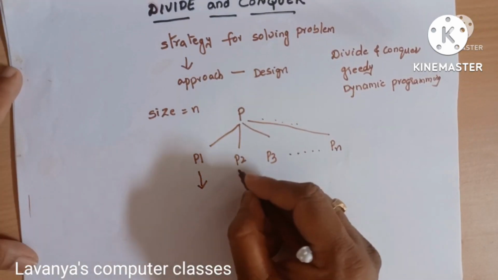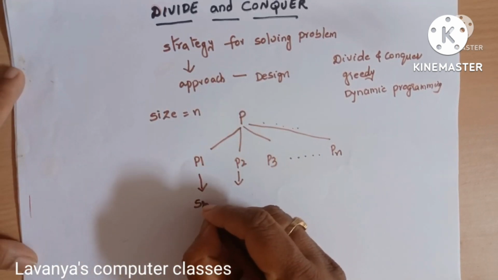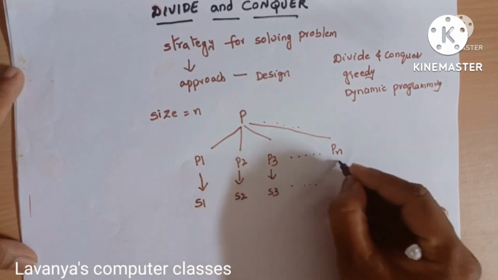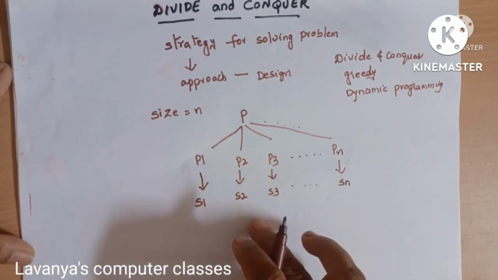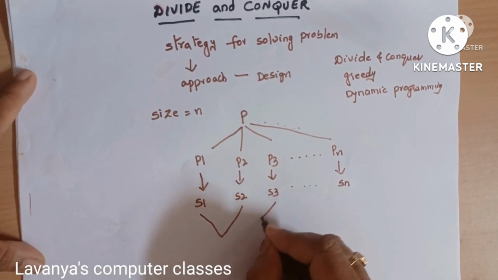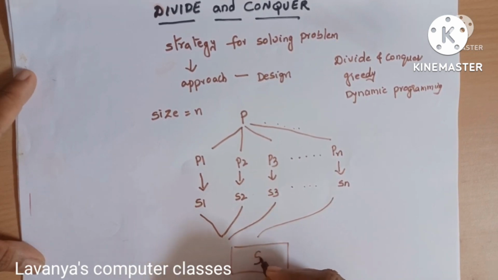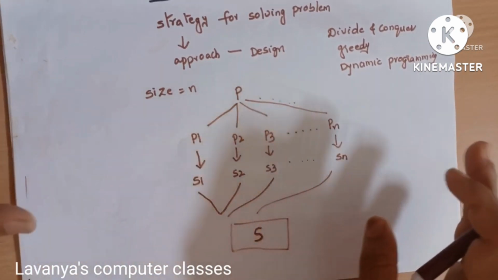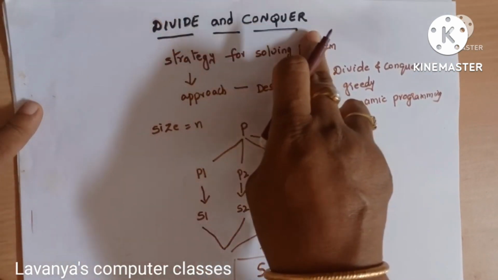Solution is very easy. If the problem is big, then it is divided into smaller ones. So we solve solution 1, solution 2, solution of the third problem, like this we can solve up to the nth problem. After solving all the problems, we start combining all the solutions, and then we get the solution of the original problem. So like this we can solve any big problem.